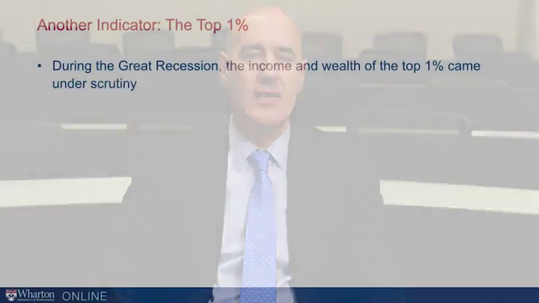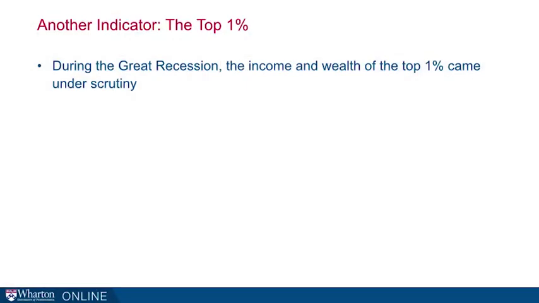Now, let me share with you another indicator that gives us a longer view on this issue of income inequality. Instead of using the Gini coefficient, now we're going to use the ratio of how much income goes to the top 1%, to those who are within the 1% richest people in the country in terms of income. You see, during the Great Recession that started in the year 2008, the income and the wealth of those in the top 1% of the population came under scrutiny. Everybody was asking, how about the top 1%? Why are they not feeling the impact of the crisis?